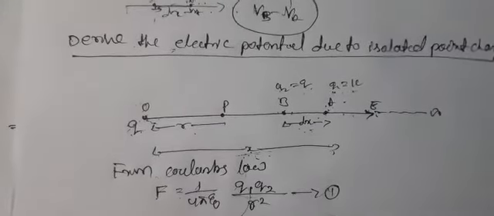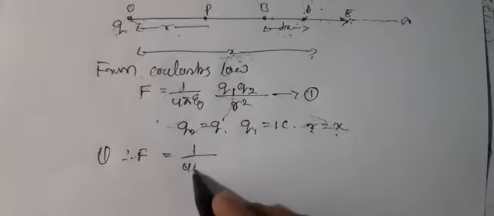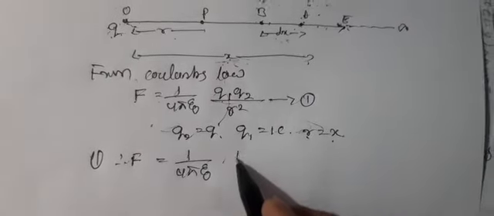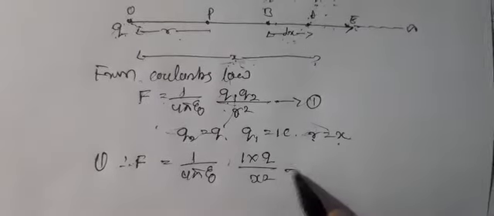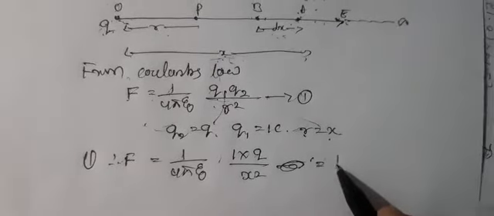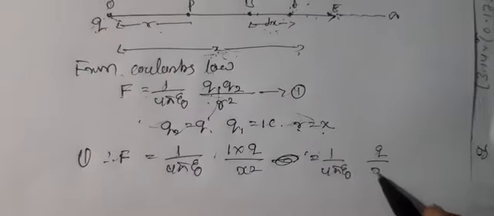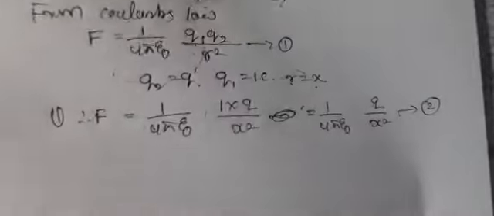Therefore, the Coulomb force is equal to the constant as it is, that is 1 by 4 pi epsilon naught, Q1 means 1 coulomb, Q2 means Q, and the distance squared is x square. Or, one more step, that is 1 by 4 pi epsilon naught Q by x square. That is equation number 2.